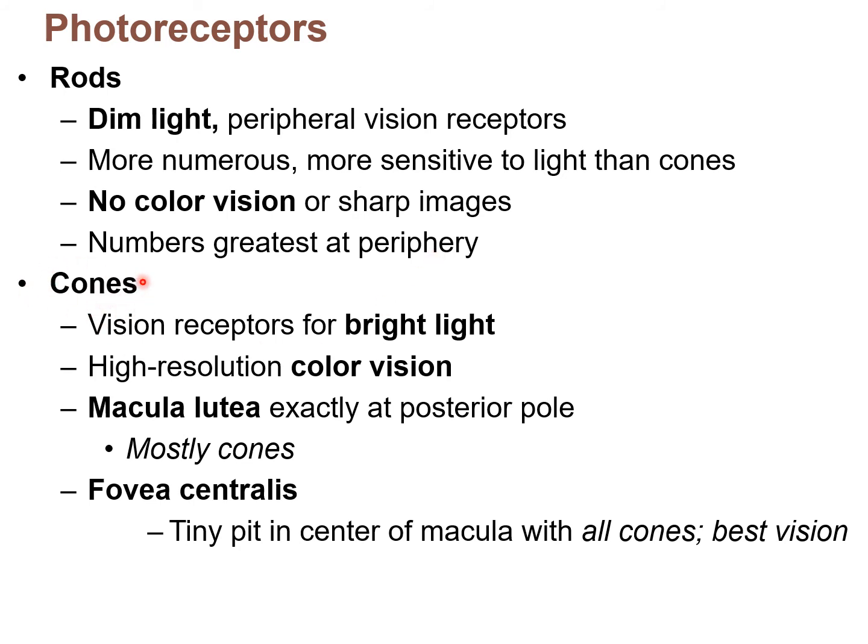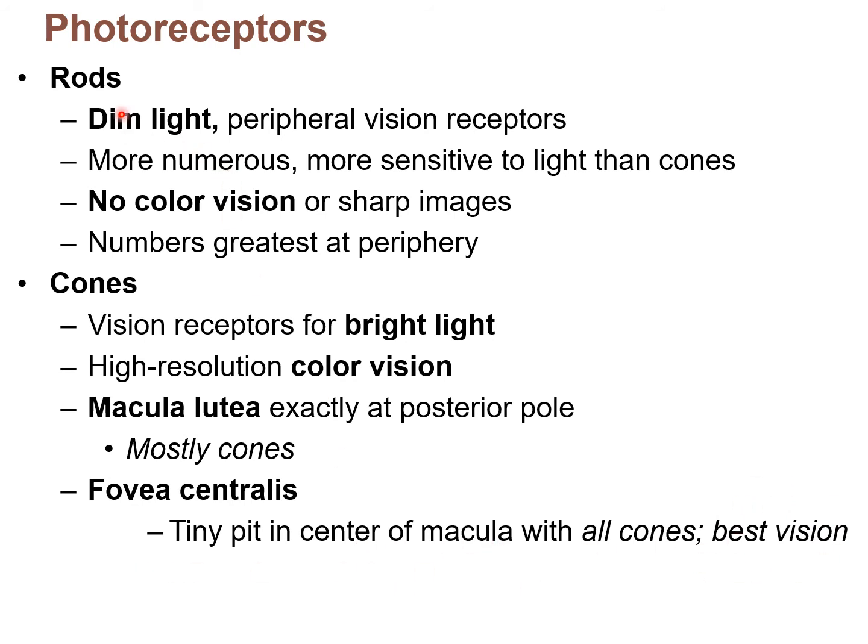Now the cones are regular bright light and color vision receptors. There's a spot, which we'll see in a second, called the macula lutea that's almost straight on when you're looking at something, and that's the area that has mostly cones. So we have a high concentration of cones at this one spot, which is our sharpest vision. But in the center of the macula lutea, we have something called a fovea centralis, a little pit that's not mostly cones but all cones, and that's where our best color bright light vision is located.